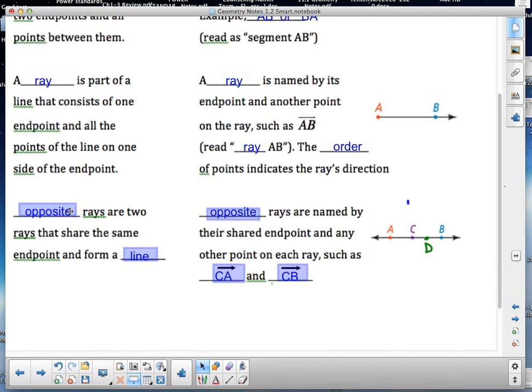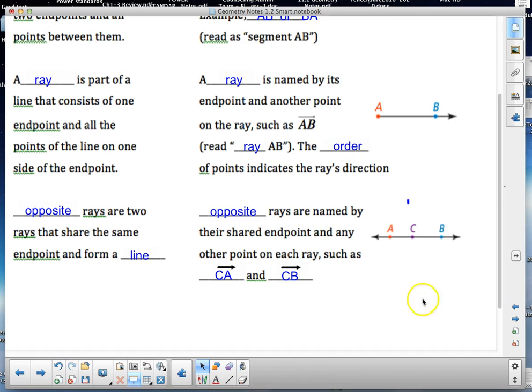Now, opposite rays are two rays that share the same endpoint and form a line. So I've got opposite rays CA and CB. I'm going to pull that away here. I got opposite rays CA and CB. Opposite rays are named by their shared endpoint and any other point on each ray, such as ray CA. And ray CA, although I write it from left to right the way it is represented, look at where ray CA is going. It's going that way. And ray CB, a completely different ray from CA, is going that way.